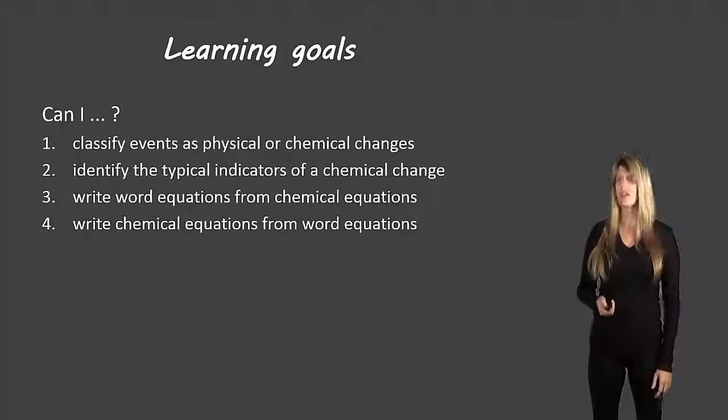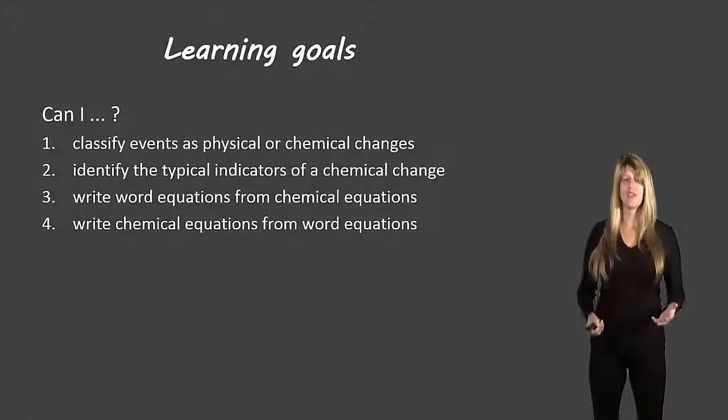So let's take another look at our learning goals. You should be able to classify events as physical or chemical changes, identify the typical indicators of a chemical change, write word equations from chemical equations, and write chemical equations from word equations. If you can do all this, fantastic. If not, please rewatch the video, and if you're still having trouble, come ask me in class tomorrow.